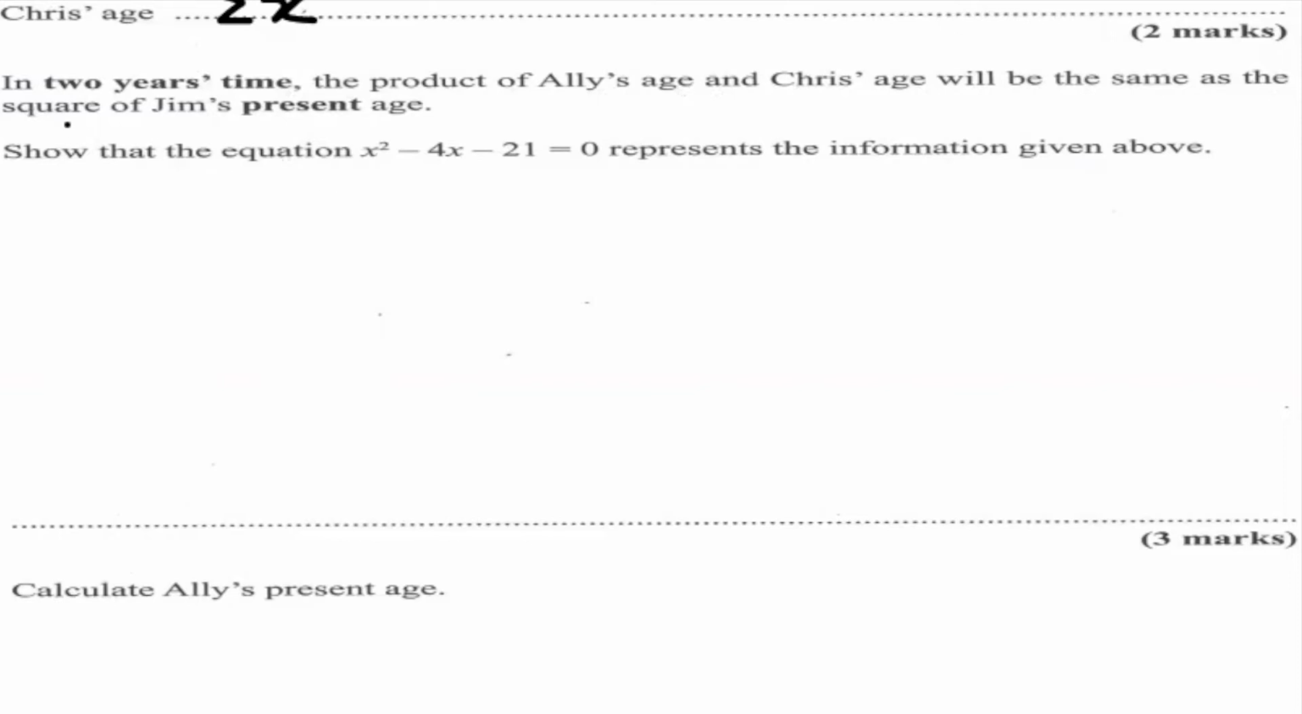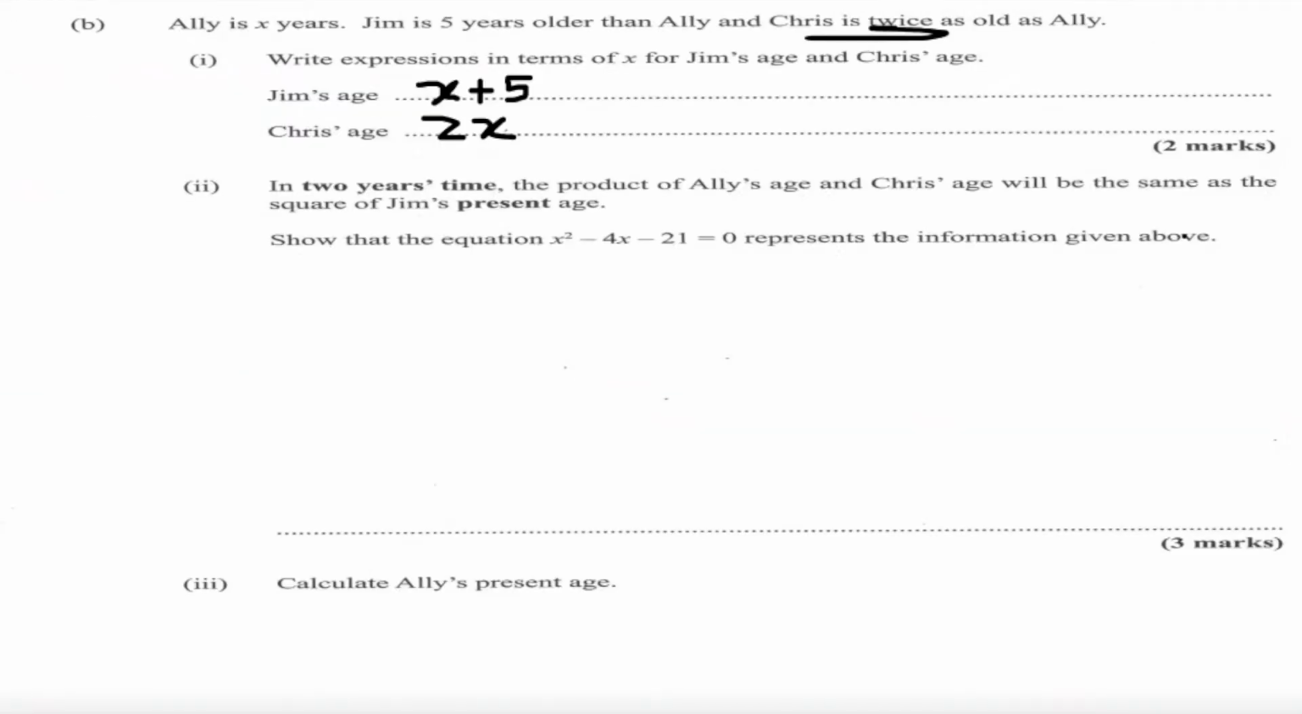In 2 years' time, the product of Ali's age and Chris' age will be the same as the square of Jim's present age. Show that the equation x squared minus 4x minus 21 is equal to 0 represents the information given above. So this is what is stated. In 2 years' time, the product of Ali's age and Chris' age, let's leave the rest out. So let's look at the product of Ali's age and Chris' age in 2 years' time.